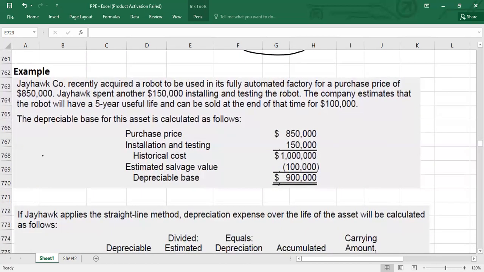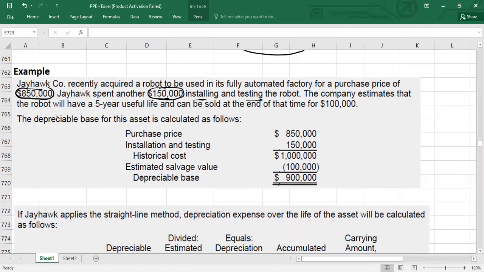For example, we have a company, JHA, that recently acquired a robot to be used in its fully automated factory for the purchase price of 850,000. JHA spent another 150,000 installing and testing the robot. So this installation and testing cost is also a capitalized cost.